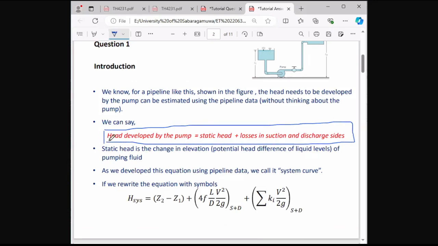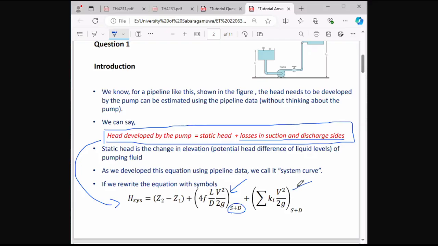According to that equation, we can write this one. Head developed by the pump equals static head, static head meaning Z2 minus Z1, and losses in suction and discharge side. Both sides we need to consider. Then you can write friction losses in suction and discharge side.